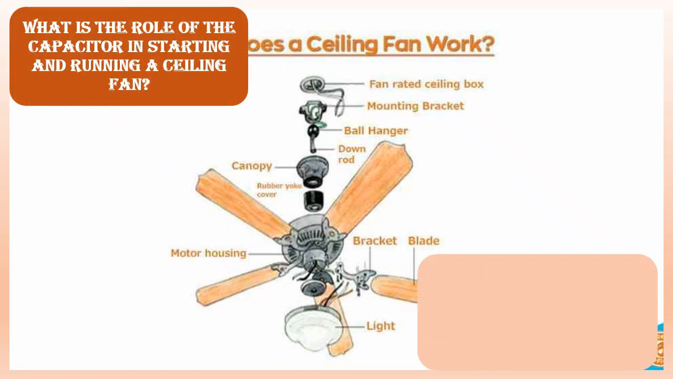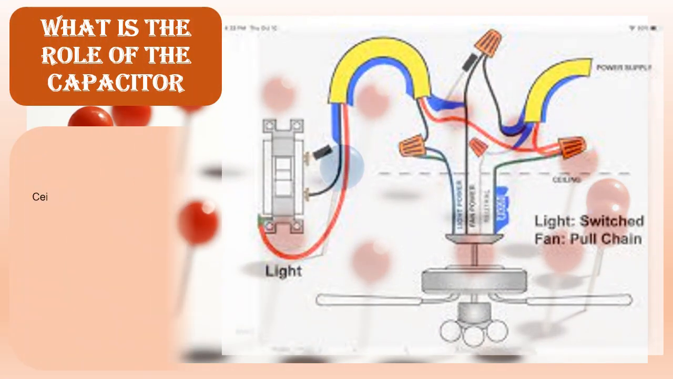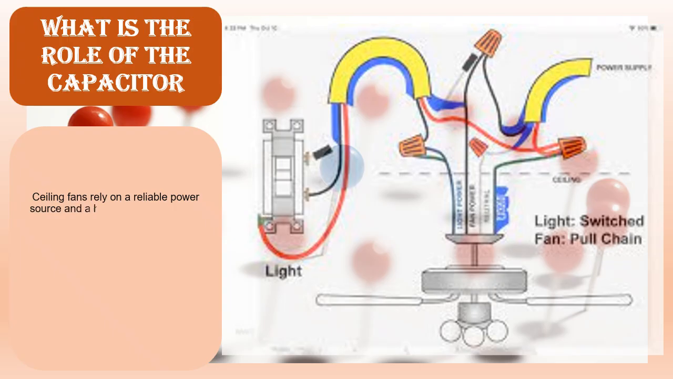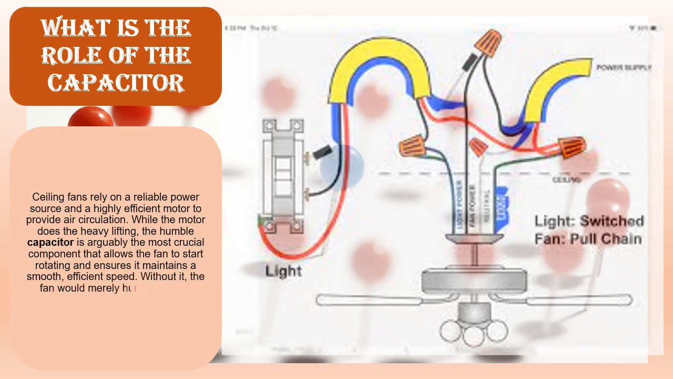What is the role of the capacitor in starting and running a ceiling fan? Ceiling fans rely on a reliable power source and a highly efficient motor to provide air circulation. While the motor does the heavy lifting, the humble capacitor is arguably the most crucial component that allows the fan to start rotating and ensures it maintains a smooth, efficient speed. Without it, the fan would merely hum or wobble without turning.